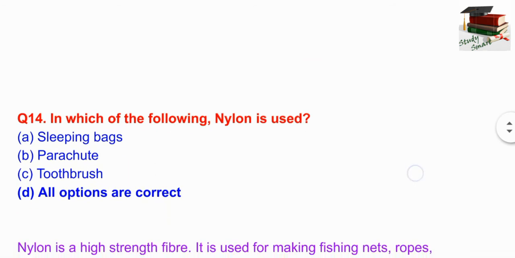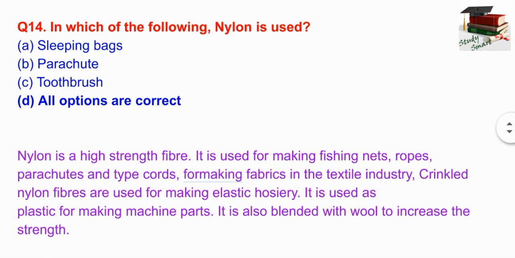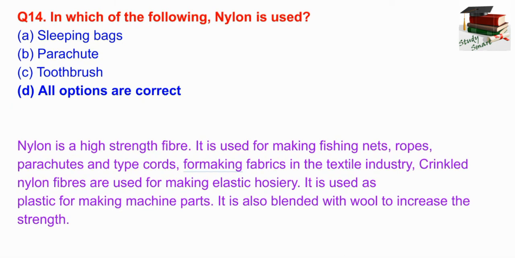Now see the next question. In which of the following is nylon used? Sleeping bag, next parachute, third toothbrush. Option D, all options are correct. So all options are correct. Now see about nylon. Nylon is a high strength fiber. It is used for making fishing nets, ropes, parachutes and tyre cords, forming fibers in the textile industries. It is used as a plastic for making machine parts. It is also blended with wool to increase the strength.